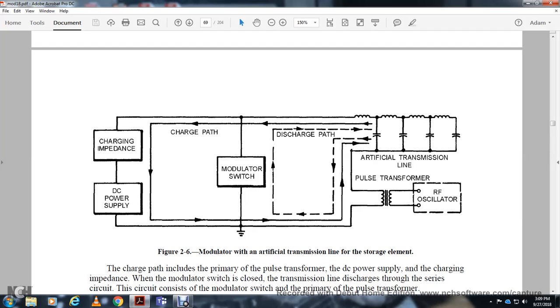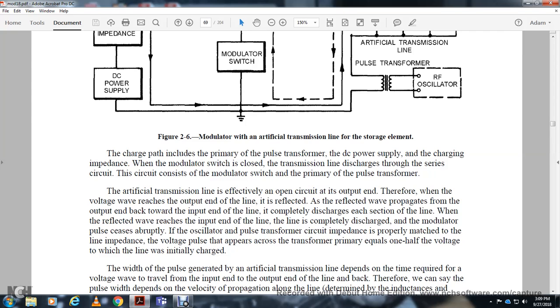You have the charging impedance, the artificial transmission line, the pulse transformer, the radio oscillator, the switch, the charge path and the discharge path. The charging path includes the primary of the pulse transformer, the DC power supply with the charging impedance, the modulator switch and the transmission line. The discharge path consists of the modulator switch with the primary of the pulse transformer.